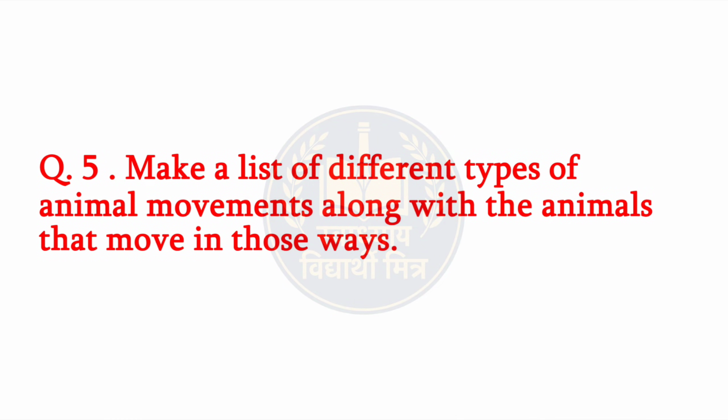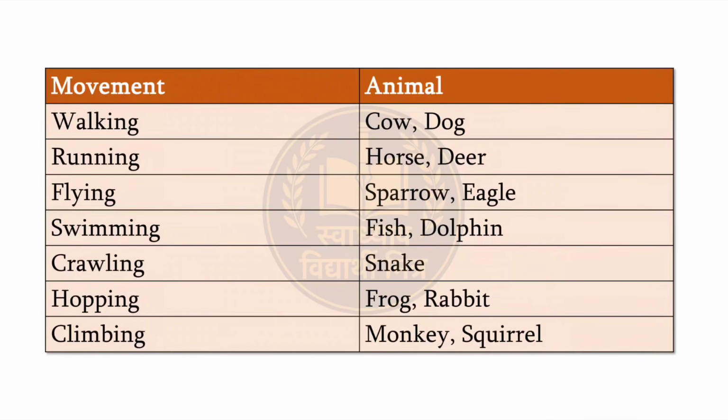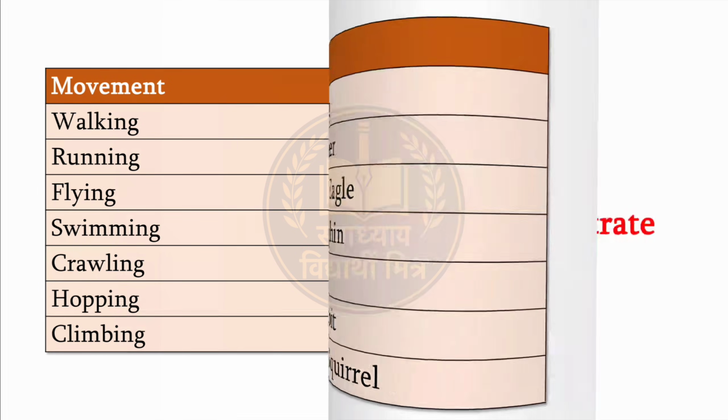Question 5. Make a list of different types of animal movements along with the animals that move in those ways. Movements आणि ॲनिमल असे दोन्ही आपल्याला कप्पे दिलेले आहेत. तर walking is cow and dog, running horse and deer, flying sparrow, eagle, swimming fish, dolphin, crawling snake, hopping frog or rabbit, climbing is monkey, or you could say squirrel as well.